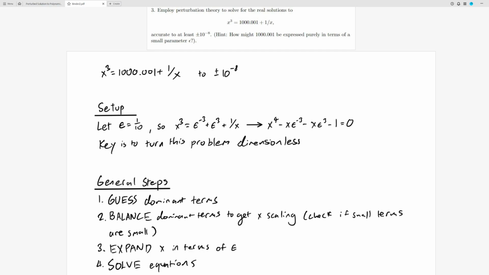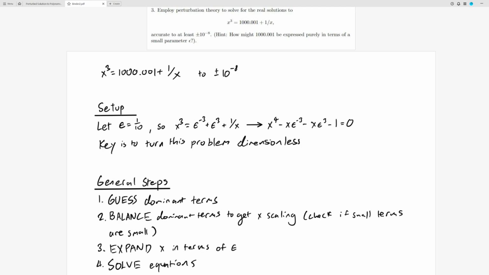Hey everyone, today we're going to be employing perturbation theory to solve for the real solutions to x to the third equals 1000.001 plus 1 over x, accurate to at least plus or minus 10 to the negative 8. So to do this, we're going to employ this hint.